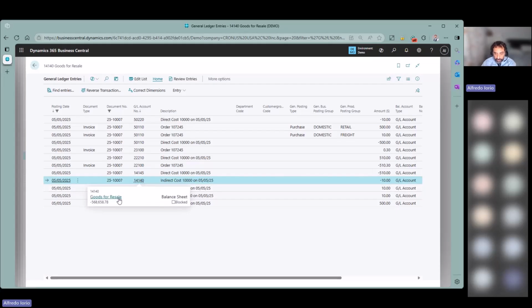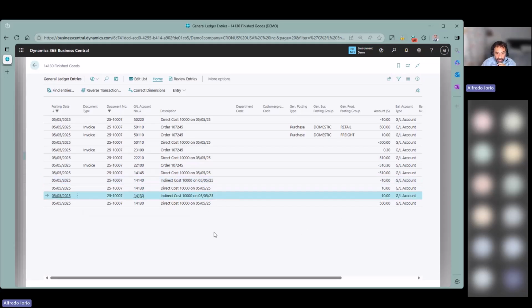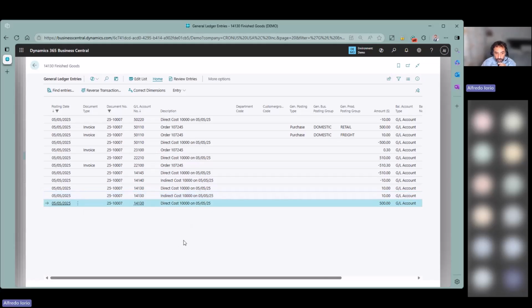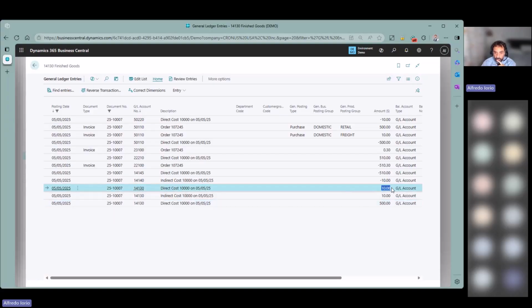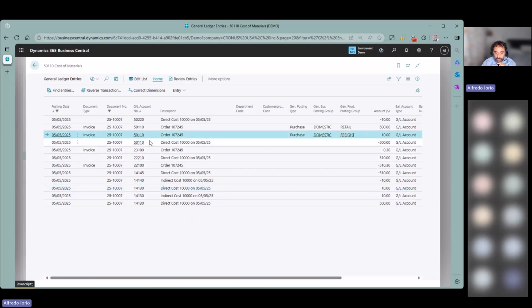Again, goods for resale, Kronos data, don't look into it. The indirect cost goes to my balance sheet, finished goods. The 500 cost of purchase goes to my balance sheet, but also the same account, finished goods, gets £10 of freight charges that are capitalized and balanced by an entry in my income statement, right?